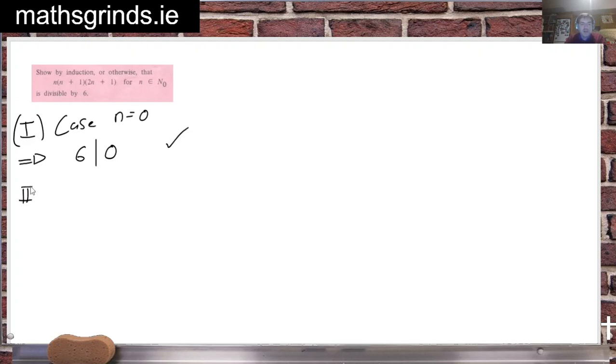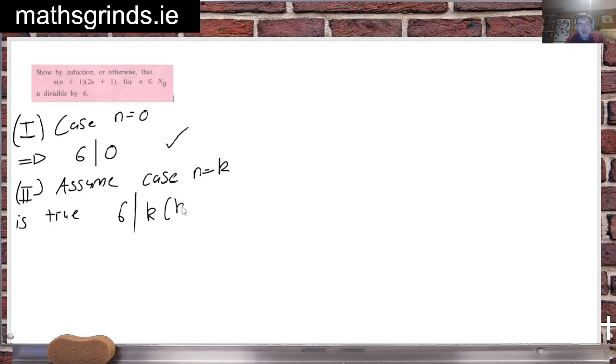Step 2, we assume case n equals k is true. That is, 6 divides into k plus 1, 2k plus 1. Okay, true.